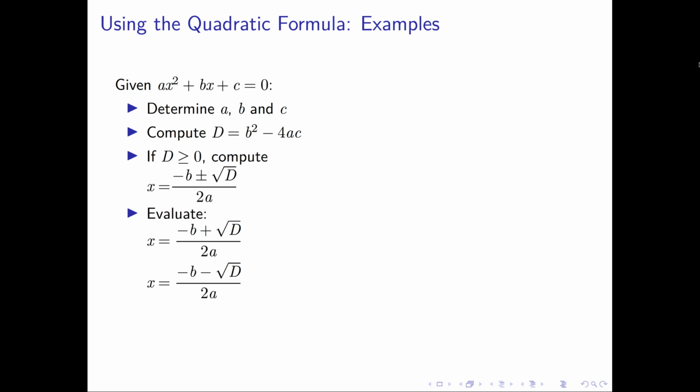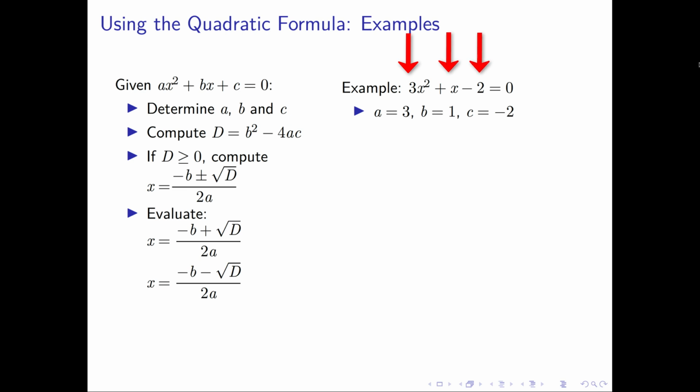Now here's that same process, and I'd like you to try it on this equation that we've seen before. Stop the video, work it out for yourself, and then restart the video to see the answer. Okay, a, b, and c are 3, 1, and -2. We're going to figure out what the discriminant is.